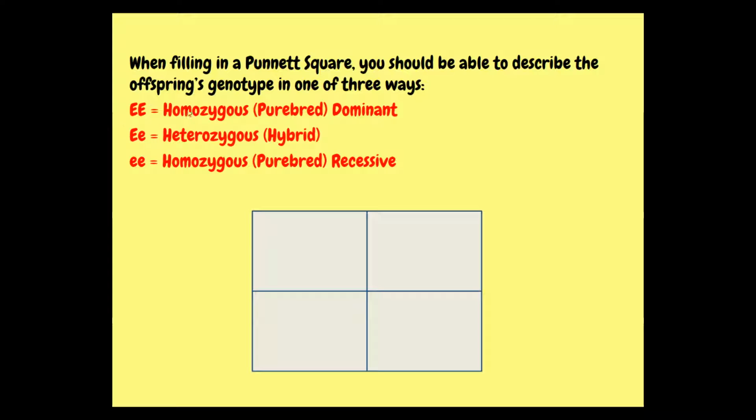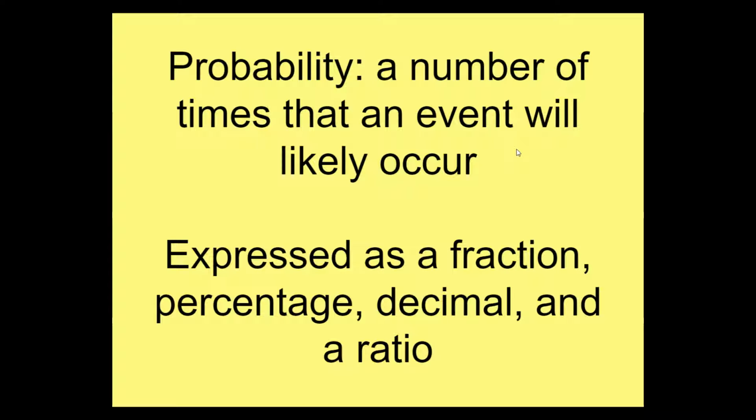All right, so here again, just to review, big E is homozygous dominant. Little e is homozygous recessive. And if it's one of each, it's just heterozygous. You don't say heterozygous dominant or heterozygous recessive because it's both. That's what heterozygous means. All right, probability. What? We're doing math and science? Yes.